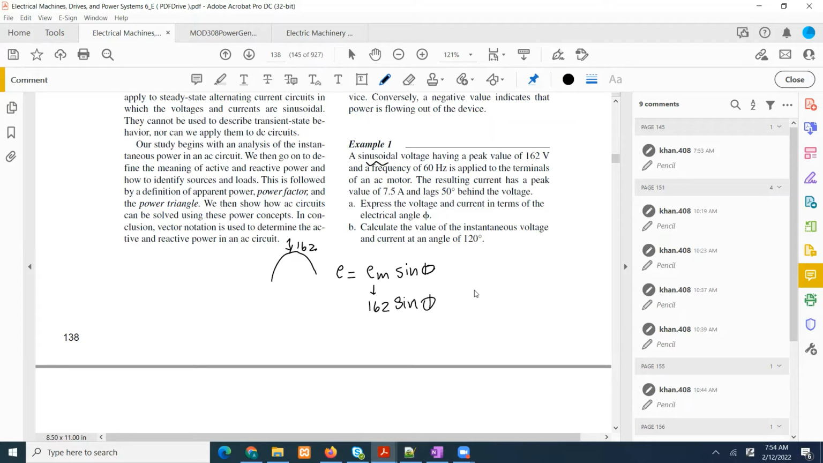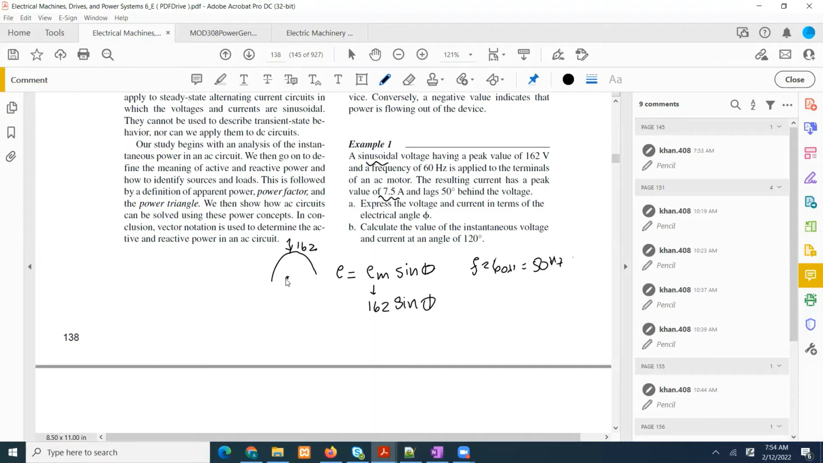We've got a frequency, it's in the US, so it is 60 hertz. If it was British or mostly the rest of the world, then it would be 50 hertz. Okay, the resulting current has a peak value of how much? It is 7.5, and lags.